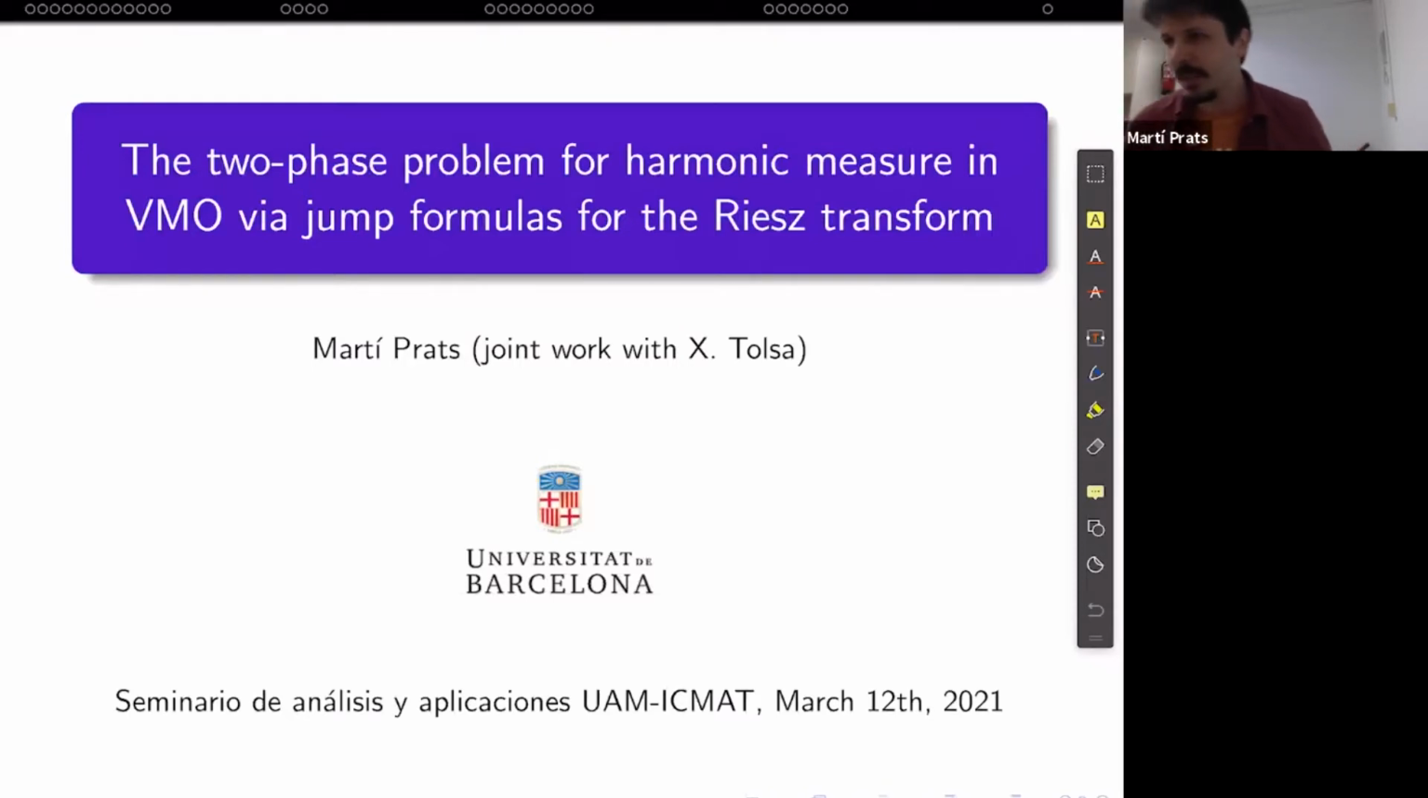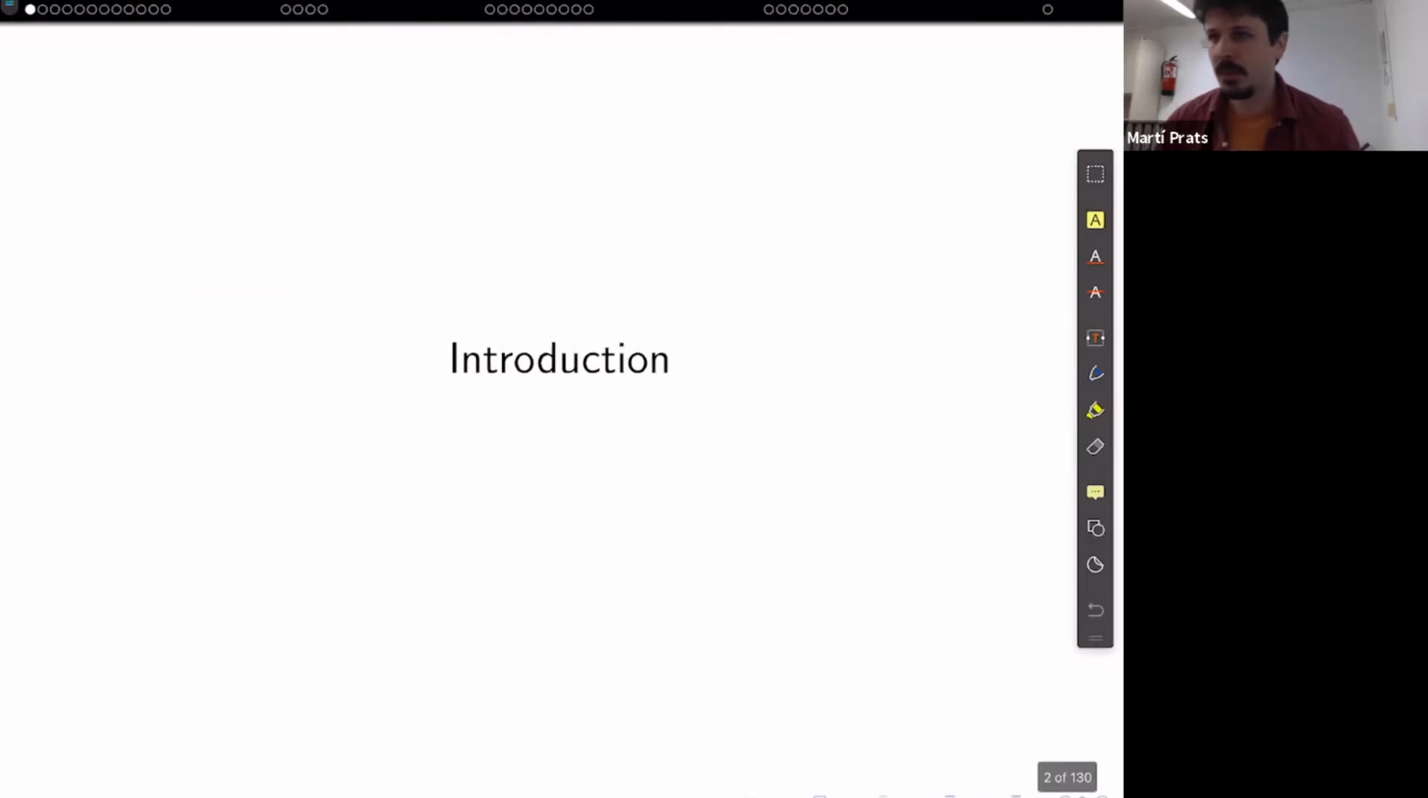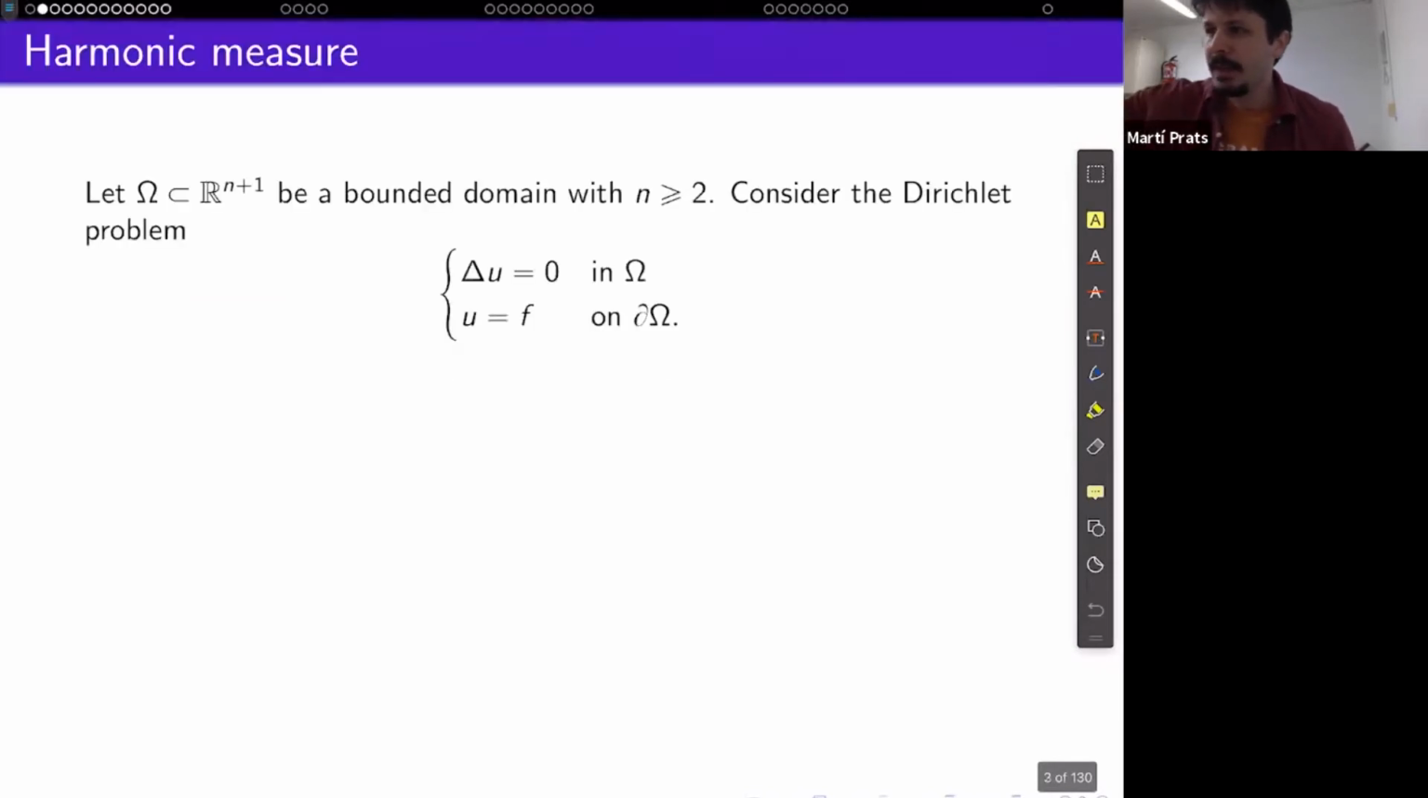So let me start by making some short introduction. First, about harmonic measure. Let's recall what is the Dirichlet problem. We have a bounded domain here, omega, and we assume it to be in R^{n+1} with n greater or equal than two. So we will skip the complex plane somehow in our results, just because the behavior is a bit different.